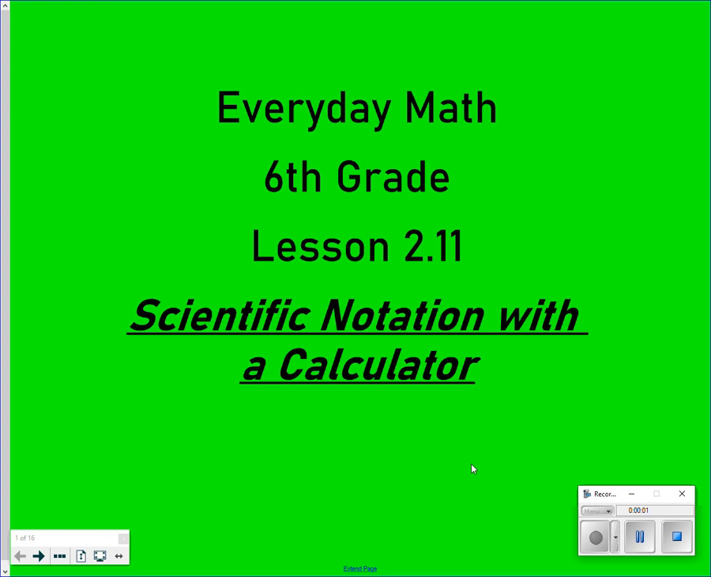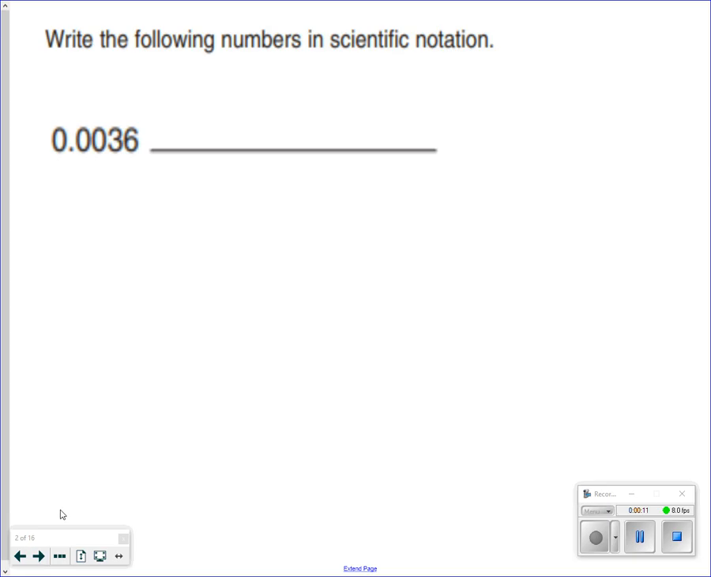Hello, sixth graders. Today we have a little more scientific notation. We're going to use a calculator again. We're going to work through a little scientific notation using a calculator. This first problem, we're going to write the following numbers in scientific notation.